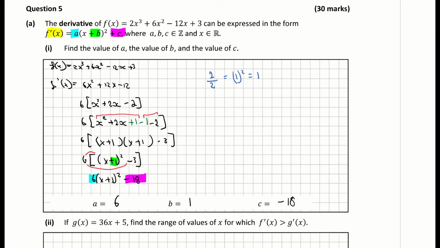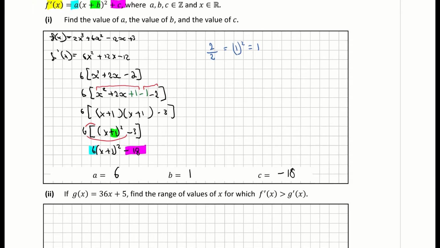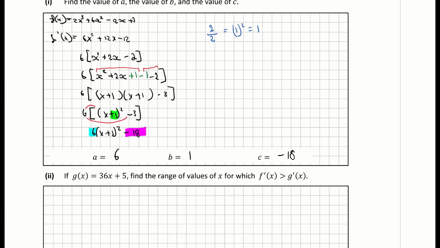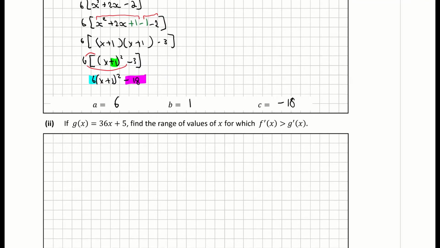Okay, that is part A. Scrolling down now to part 2. If g of x is equal to 36x plus 5, find the range of values of x for which f dash x is greater than g dash of x. So you can see here that we're still into differentiation here.